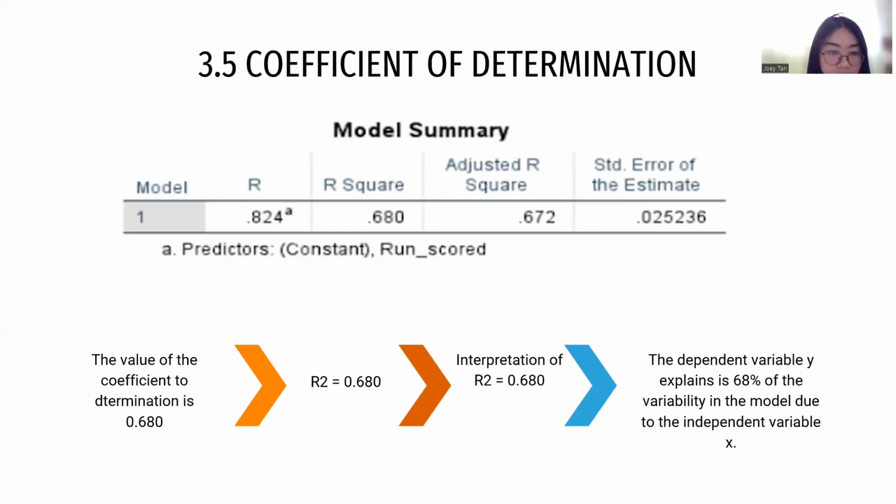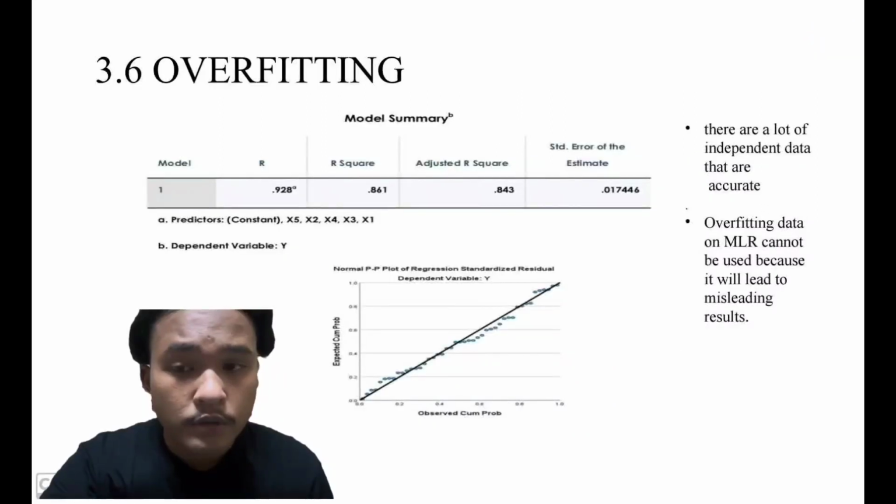The last one is the coefficient of determination. The value of the coefficient of determination is 0.680, and the interpretation of R2 is that 68% of the model is a good fit. Okay, now I will continue the presentation with my part, that is multiple linear regression analysis.